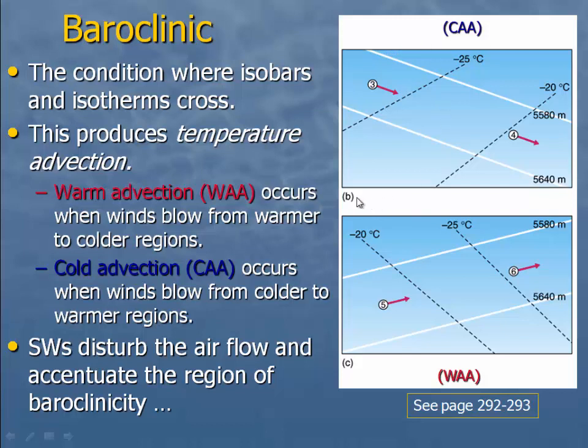In example B up here, we have cold air advection. If you are standing at location 4 and waiting for air at location 3 to get to you, because the air is moving in this direction, we have colder air coming towards you because this is a lower isotherm. Over the course of time, cold air would be coming towards your location. We call that CAA, cold air advection.